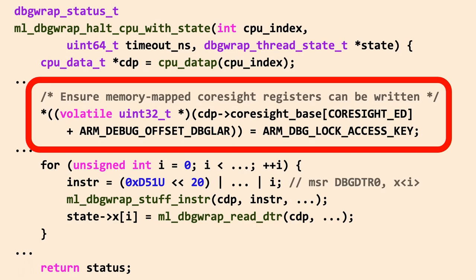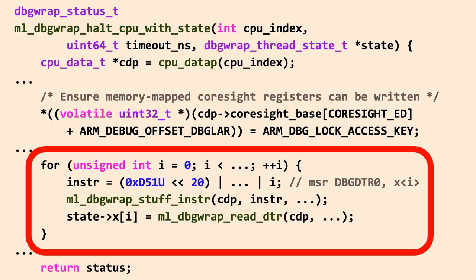Maybe it's the block of registers that contain this functionality. But the important part is this for loop right below, which iterates i over the indices of your general purpose registers. What this code does is first generate the numerical opcode for the instruction which writes the value of general purpose register Xi into the special system register DBGDTR. This isn't an instruction which already exists in the kernel cache. It is literally generating the numerical value of the opcode for that instruction. Next, it passes that opcode into ml_debugwrap_stuff_instruction. And finally, it reads the value of the DBGDTR register and writes the value into the output buffer's Xi field.